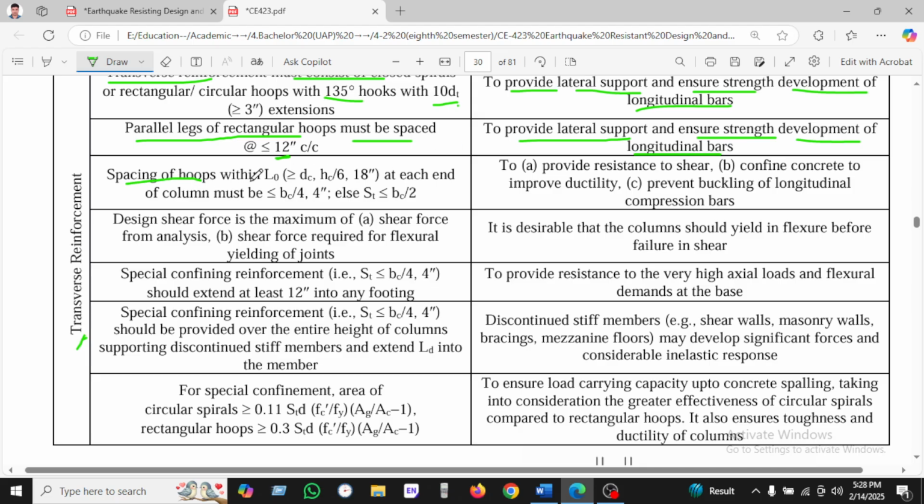The spacing of hoops within L naught, which is greater than LC, and AC divided by 18 inches square, at each end of the column must be BC divided by 4 or 4 inch, or elsewhere the spacing will be BC divided by 2. The explanation is to provide resistance to shear and confine concrete to improve ductility and prevent buckling of the longitudinal compressive bar.